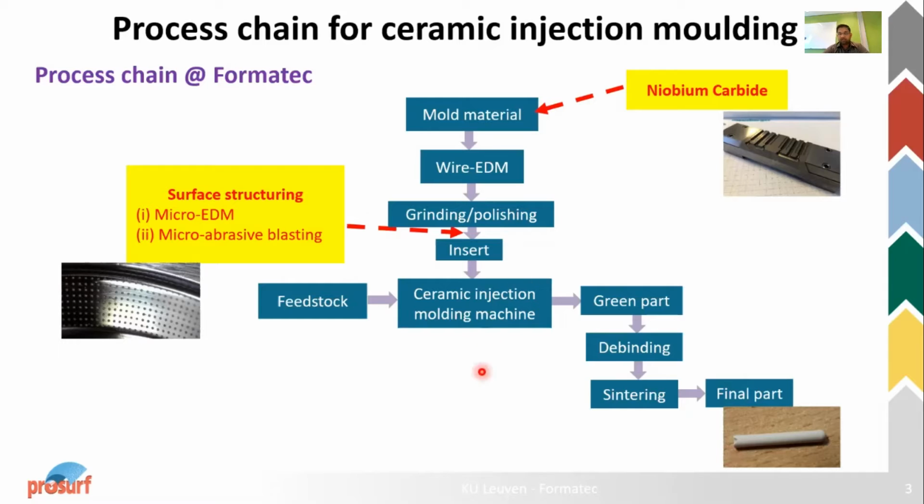In the framework of this project, we introduced two technologies. The first one was surface structuring technologies before the insert is sent into the machine. So we introduced first microabrasive blasting, which was an initial step, followed by micro-EDM texturing of the molds. Then another contribution in this project was the introduction of niobium carbide for wear reduction.